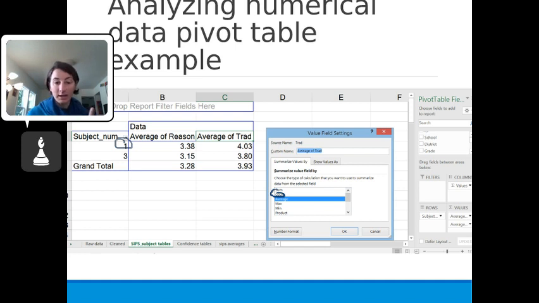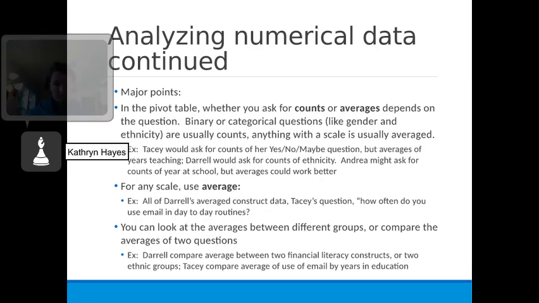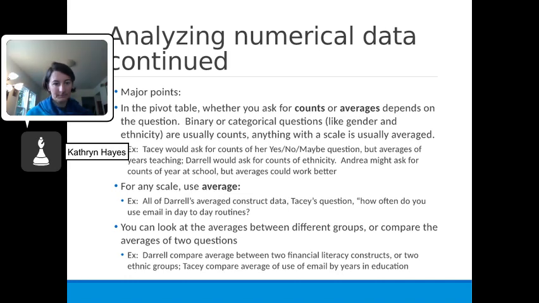Okay, so I'm going to talk about that a little bit more on the next slide, but I wanted to show you first. Okay, so don't move forward on these slides until you've made a pivot table out of your data, or else it's just going to start getting a little too confusing.